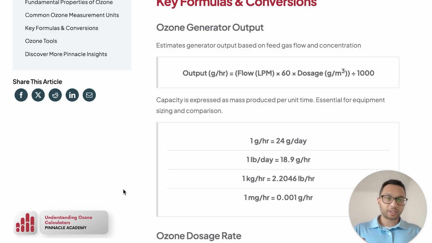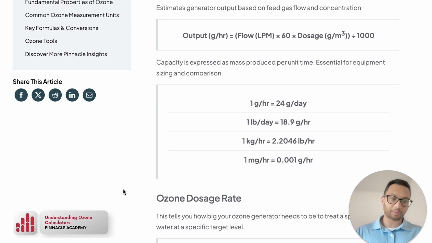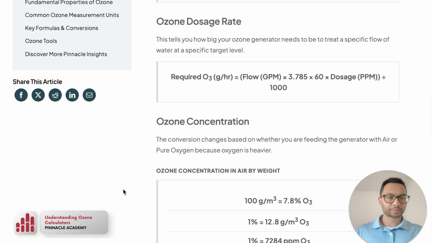What we've done is we've actually used this to help break down each of those formulas. So if you wanted to go ahead and do them yourself, you can use these calculations. So for grams per hour, it's flow rate times 60 times the dosage divided by 1,000. Very simple calculation, but that tells you the amount of ozone output per day or per hour that you'd be using. With your flow rate for ozone usage, it's the same thing. You have your required O3, which is equal to your flow rate, multiplied by a few conversions, which is 3.785, which is gallons to liters, or liters to gallons. You have your 60, which is your time differential, your dosage, and then you divide by 1,000. This is normally from grams to milligram conversion.